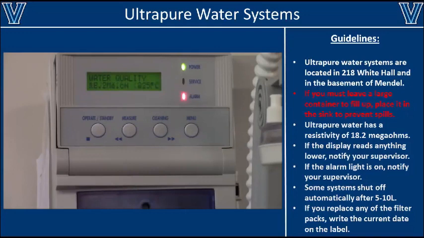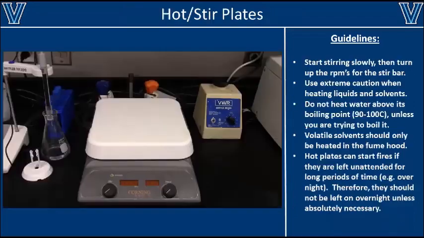When collecting ultrapure water, you should always check the readout on the system to ensure that the water is ultrapure. Ultrapure water has a resistivity of 18.2 megaohms per centimeter, as shown on the readout here. If the resistivity is any lower, that means your water is not ultrapure and one of the filters in the system will likely need to be replaced. Notify your supervisor if this is the case. Also notify your supervisor if you observe any alarms on the system.